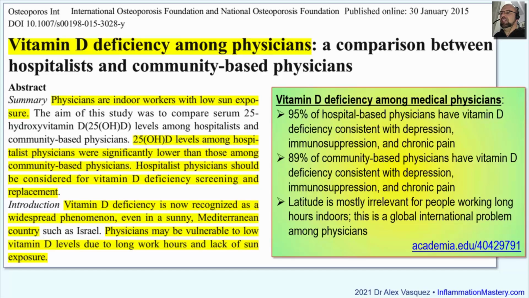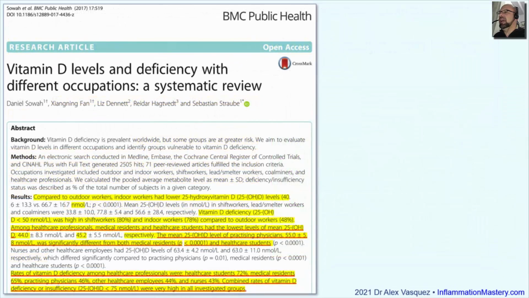Again, this is a global international problem among physicians. Let's look at another study that had the same conclusion. Vitamin D levels and deficiency with different occupations. This was published in BMC Public Health in 2017.